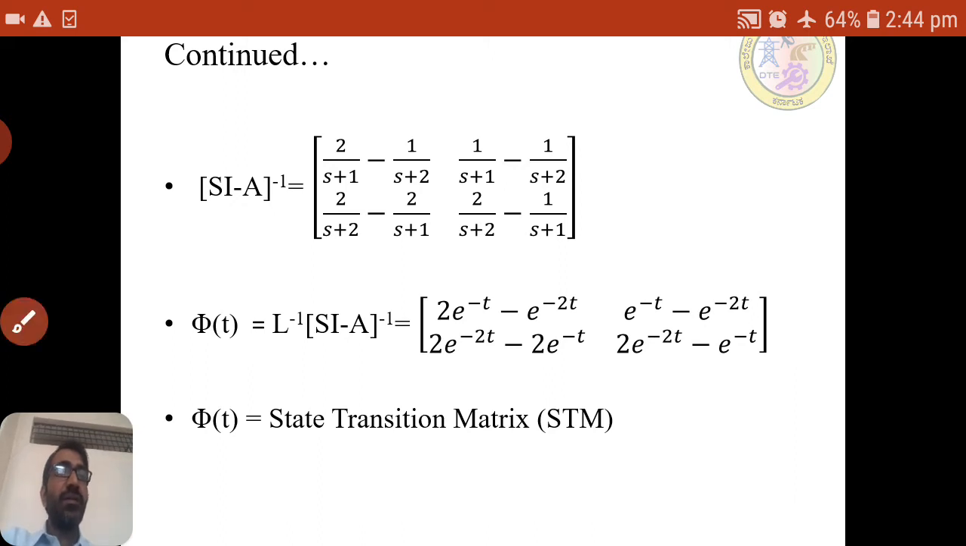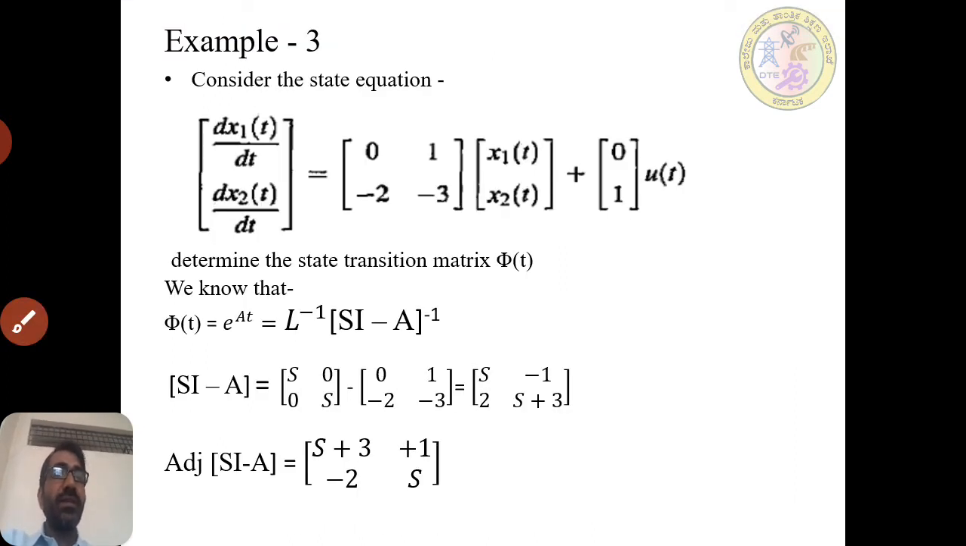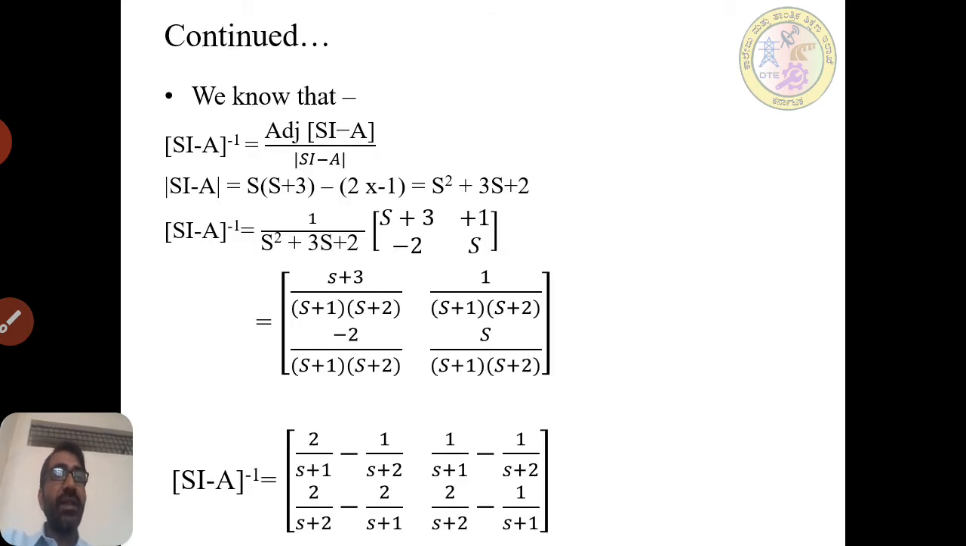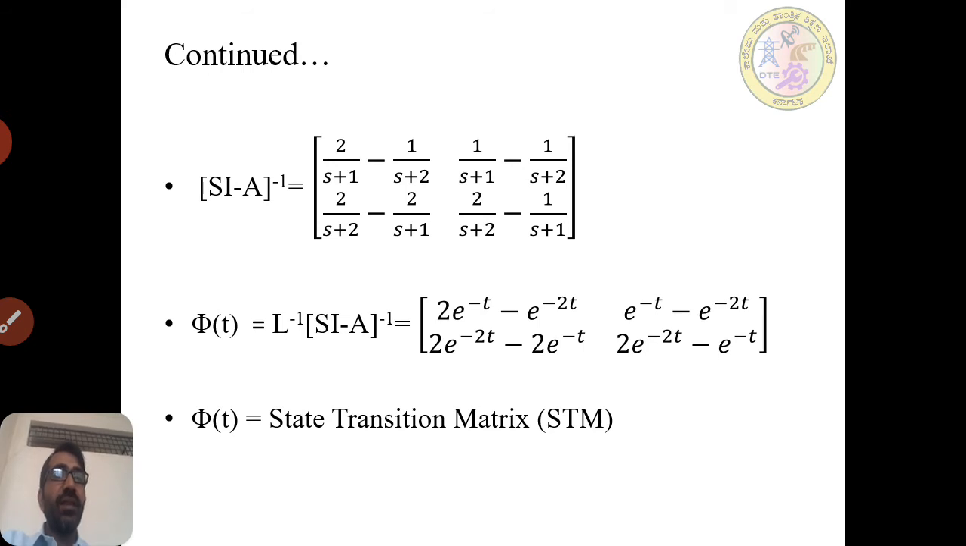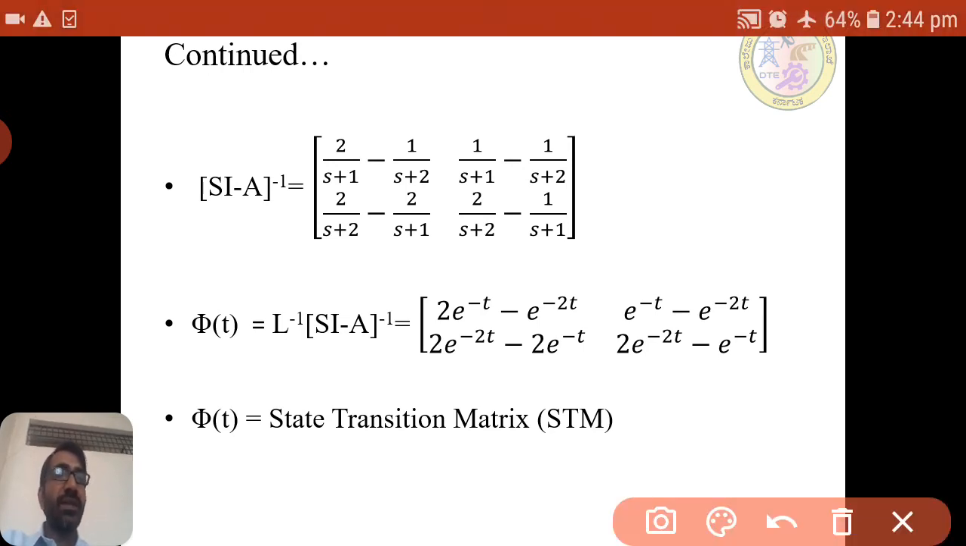Okay, so here what we did is, they have given only A and B. We took the adjoint of sI minus A, then (sI minus A) inverse, and then we need to take the Laplace inverse of that.